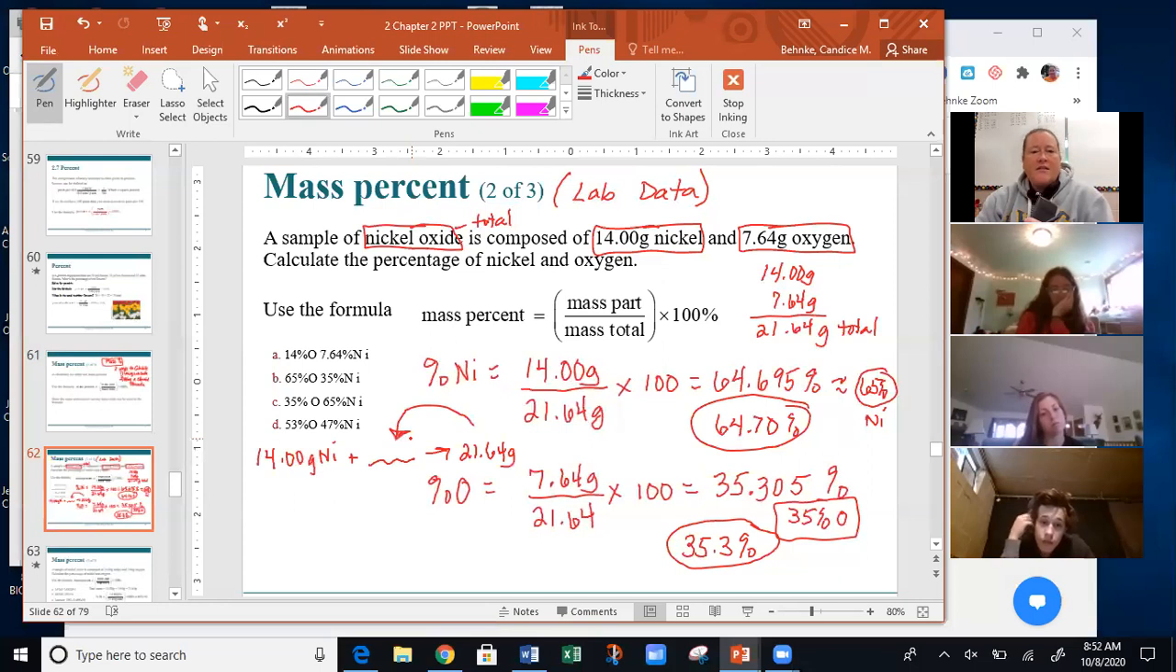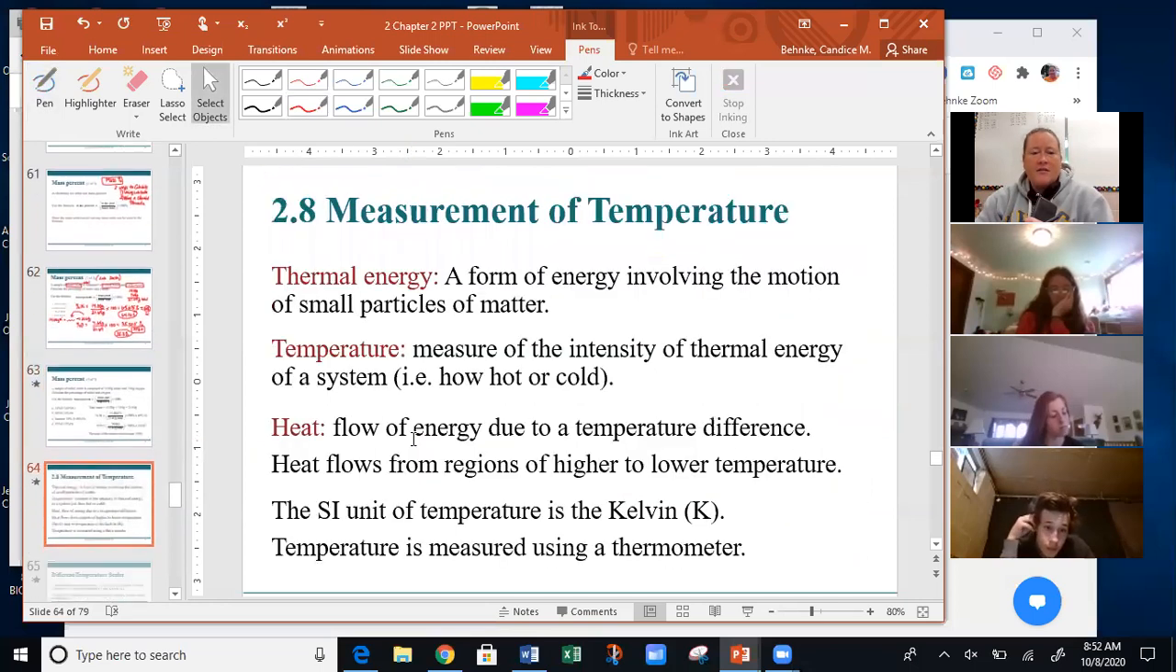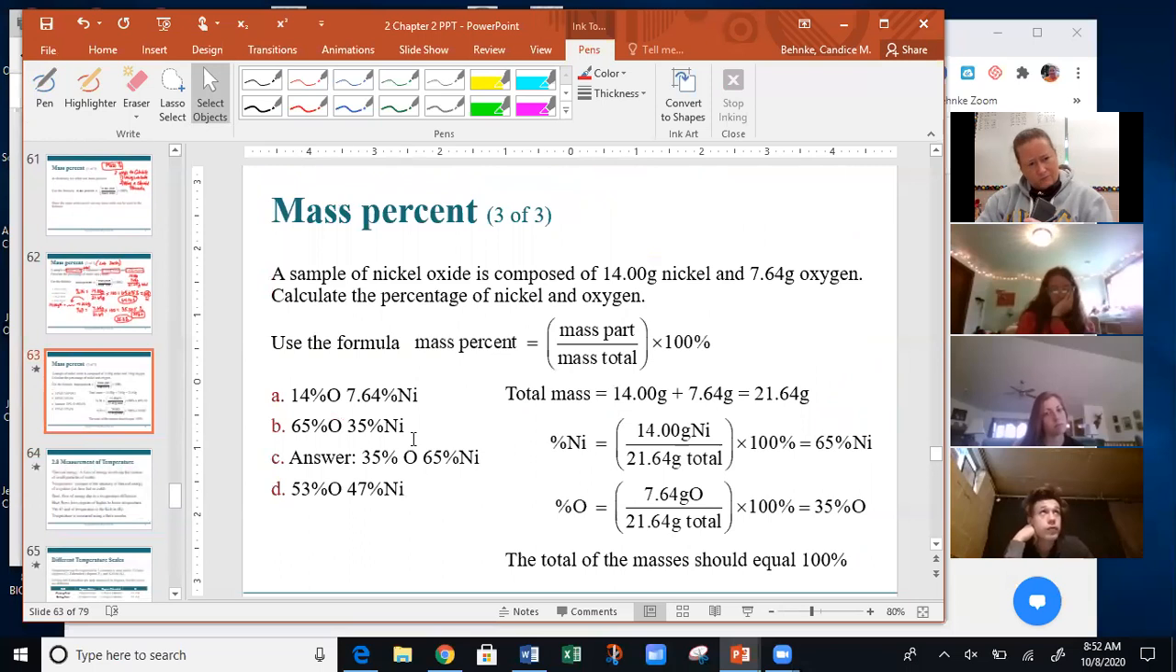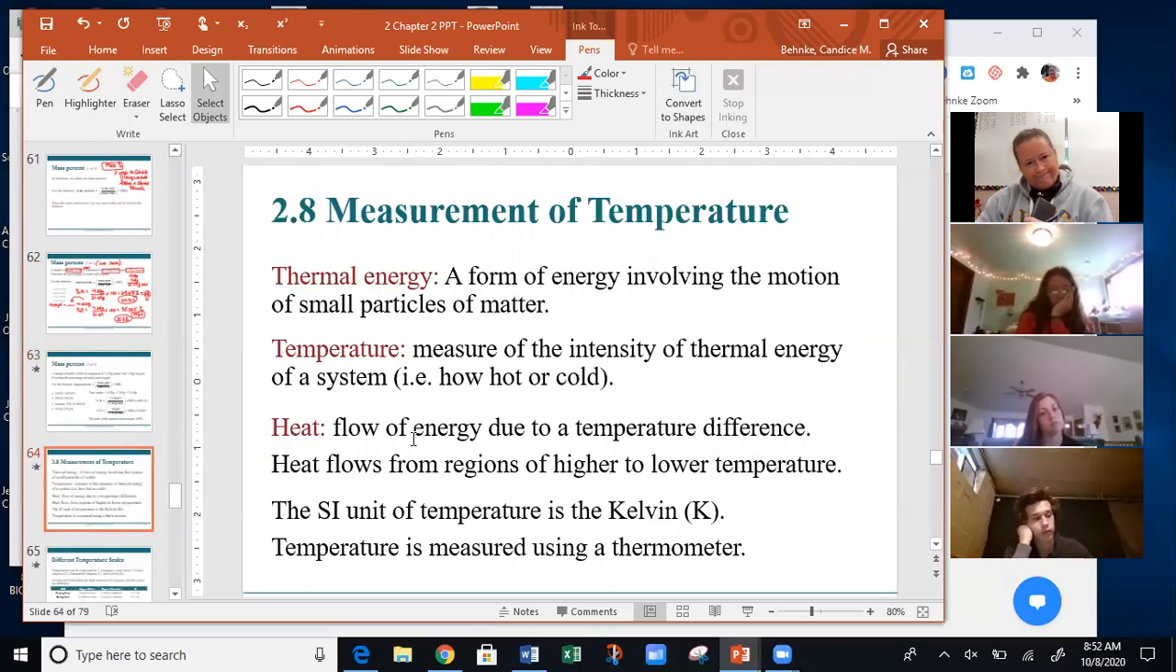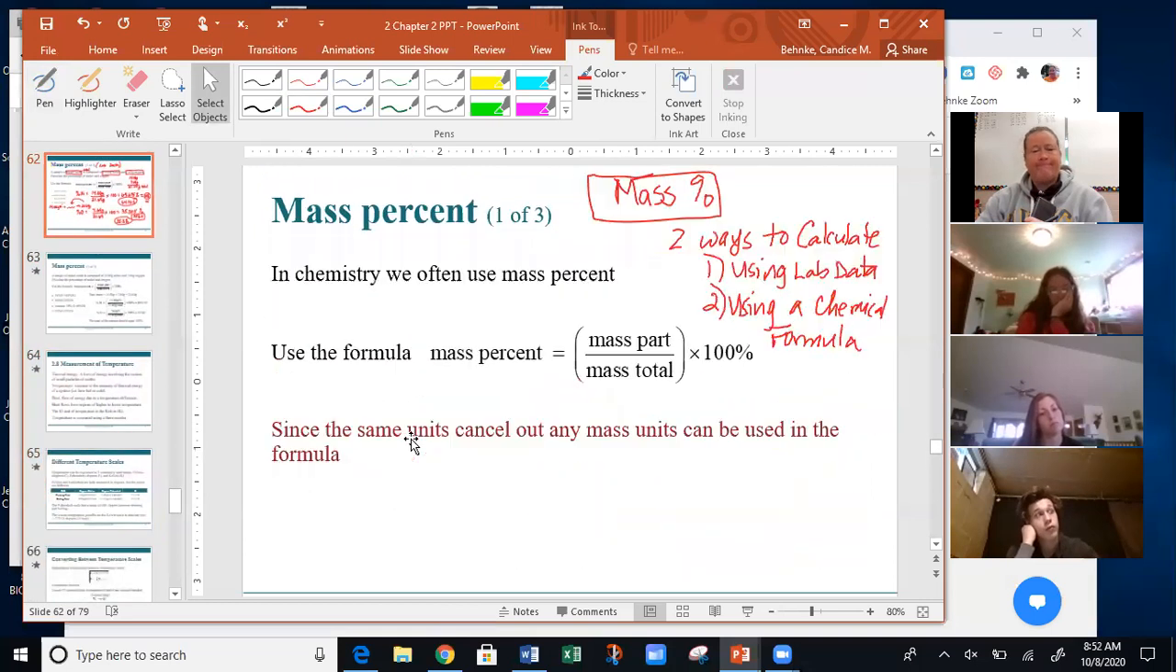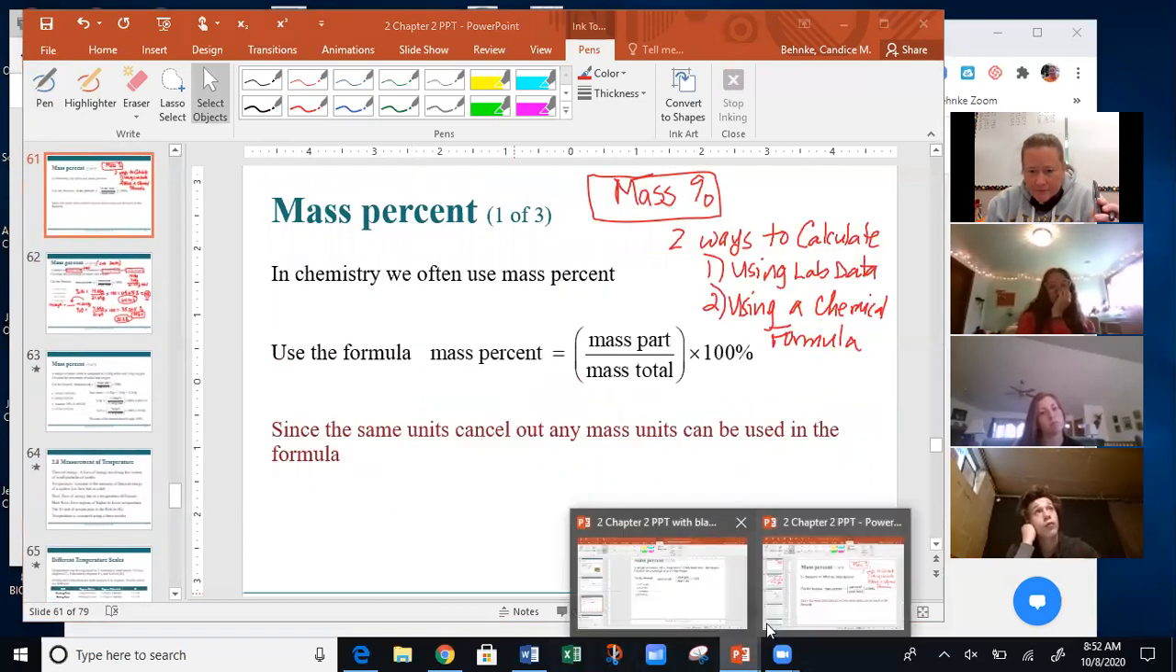So let's look at the next way that we can calculate. I lost a slide.